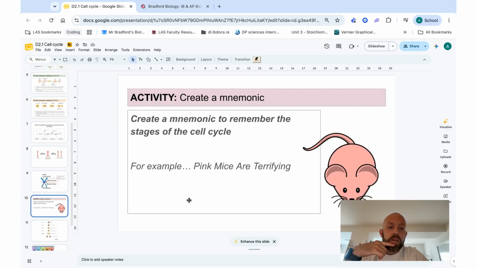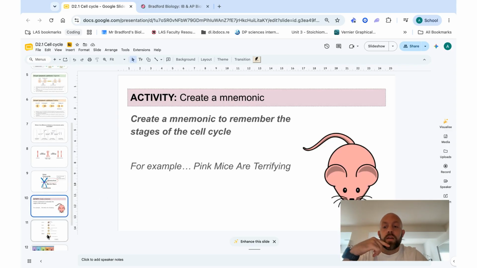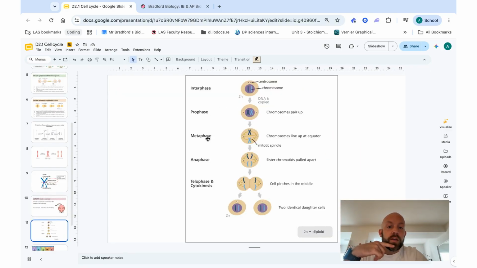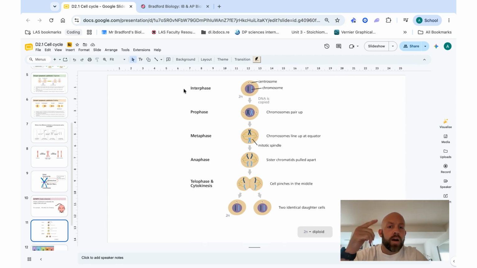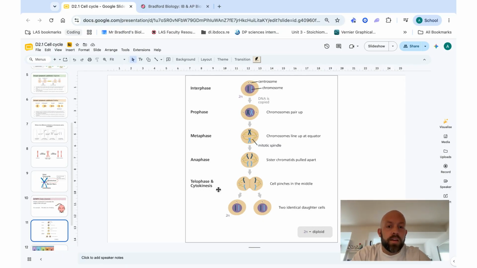I always love a mnemonic. So, pink mice are terrifying: prophase, metaphase, anaphase, telophase. I had a student come up with one that was even funnier. It was like, I pull MILFs at the club. Slightly in a gray area, almost inappropriate there.